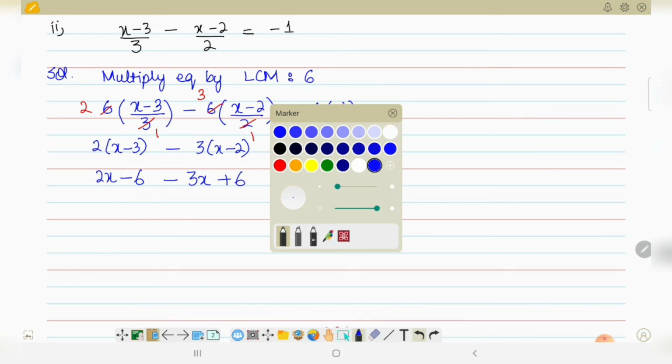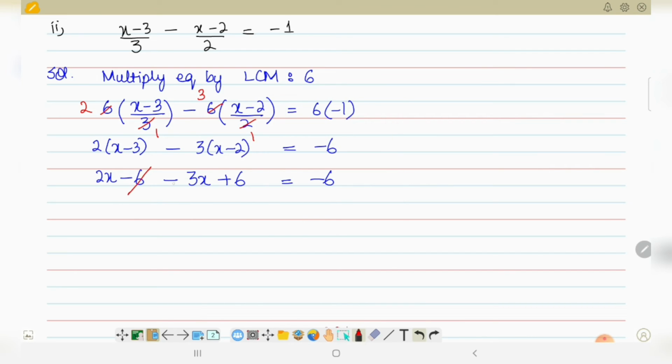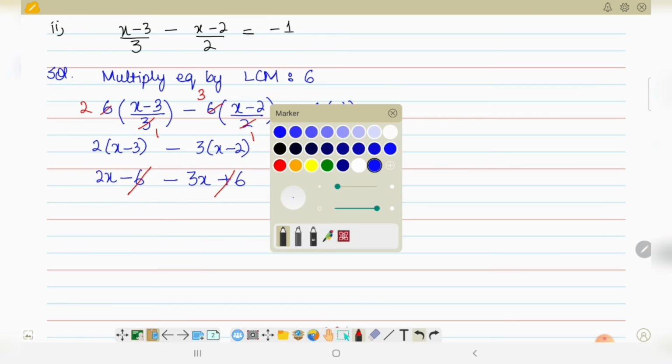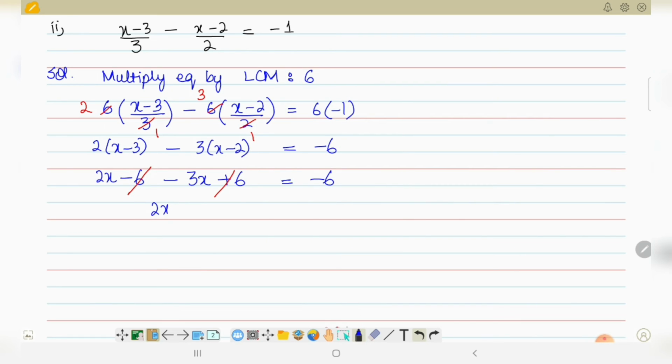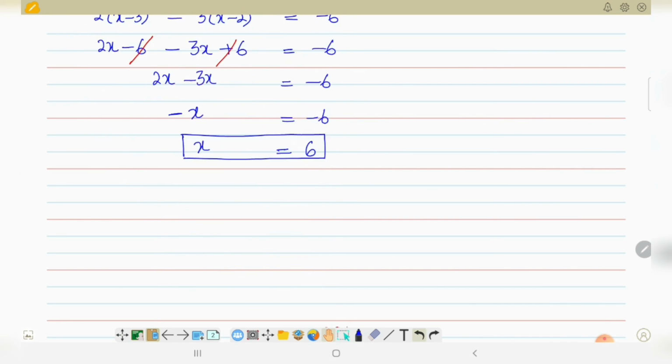Now plus 6 and minus 6 will get cancelled, and you are left with 2x minus 3x is equal to minus 6. You can even write this directly. Minus x is equal to minus 6, and we get just x is equal to 6. Now we are going to do the checking process. We will verify this value of x by inserting the same value in the given equation. So let's do the checking process.